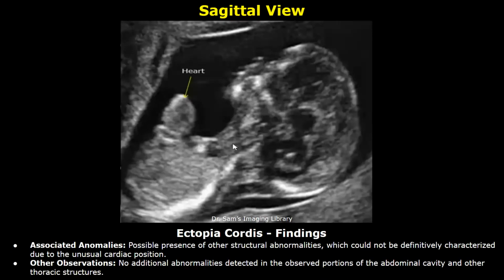Associated anomalies: possible presence of other structural abnormalities which could not be definitively characterized due to the unusual cardiac position. No additional abnormalities detected in the observed portions of the abdominal cavity and other thoracic structures.